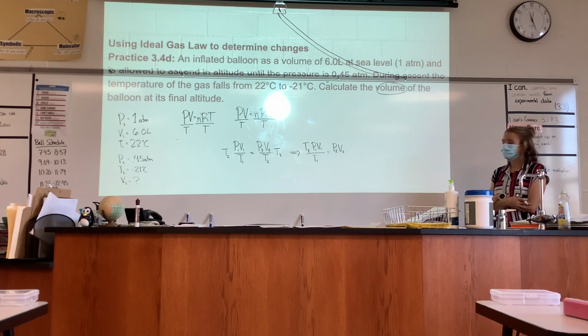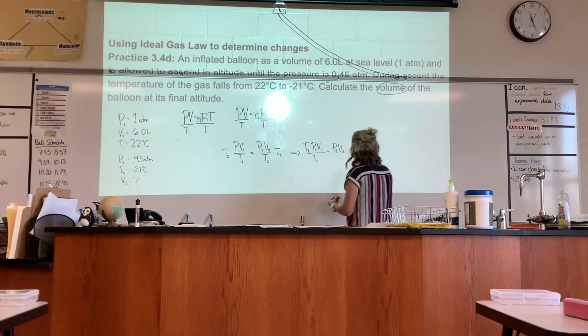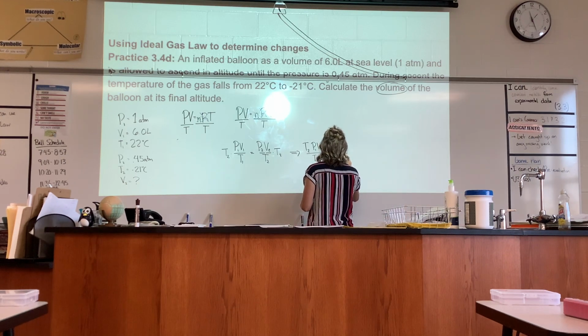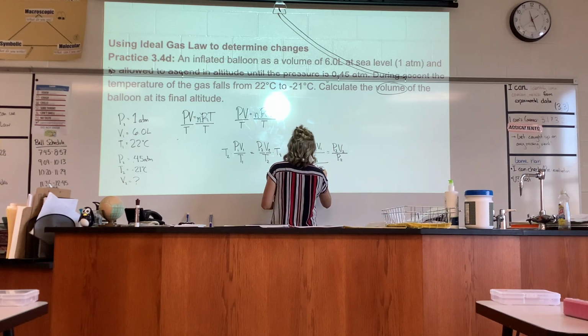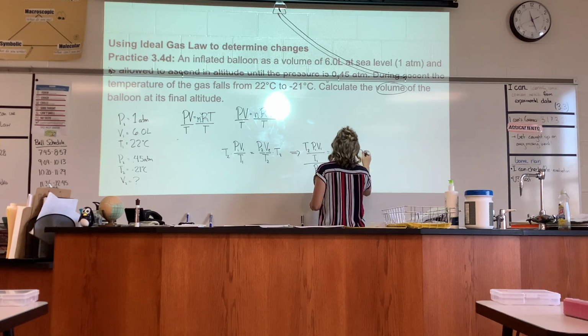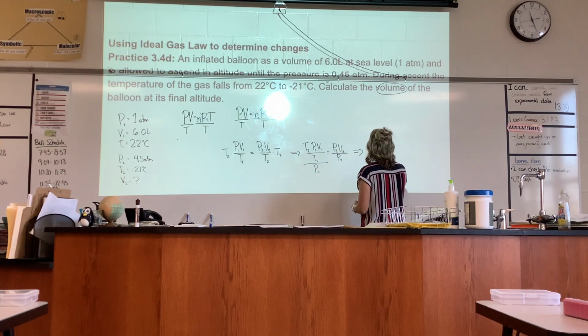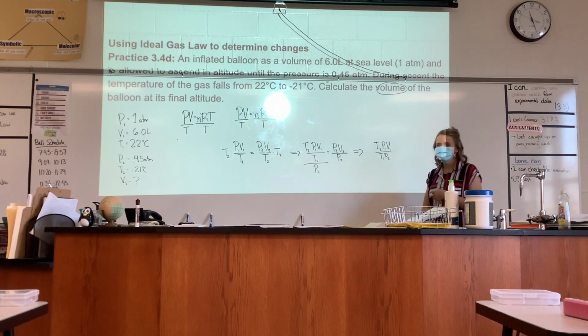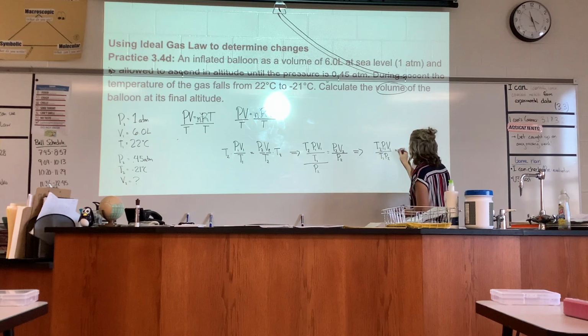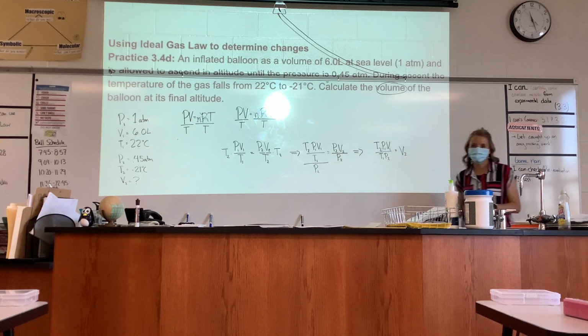Then, if I want to get V2 by itself, what would be the next thing I do? Divide by P2. Yep, so I'm going to divide both sides by P2. So that means it's going to get put on the bottom. So here's my new equation. I have T2 P1 V1 over T1 P2 equals V2.